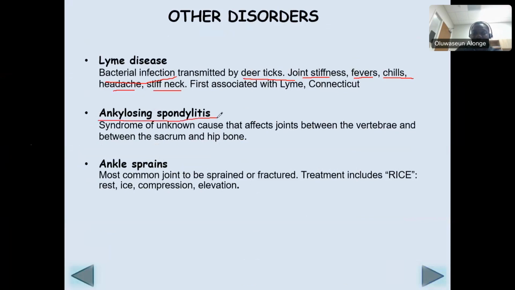Ankylosing spondylitis is when there's inflammation due to a syndrome caused by unknown factors. But the major thing is that it will affect the joint between the vertebra and the sacrum and also the hip joint. All right, then we have the ankle sprain. This is the most common joint to be sprained or fractured. Treatment includes RICE, which is rest, ice, compression, and elevation.